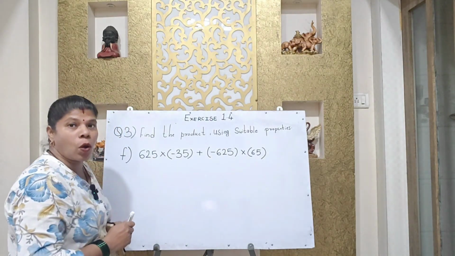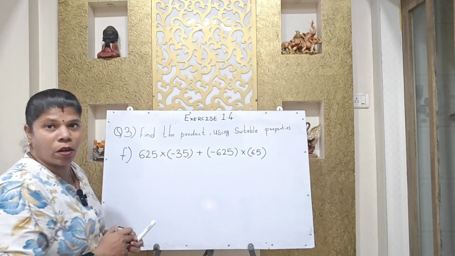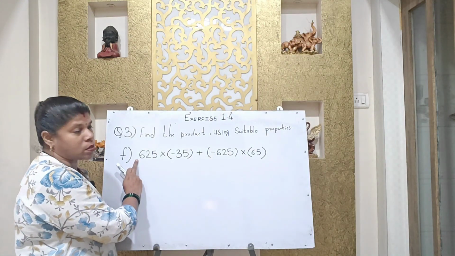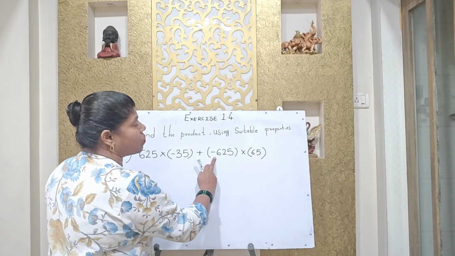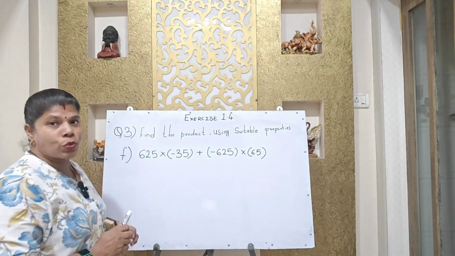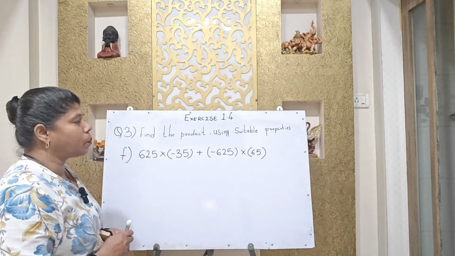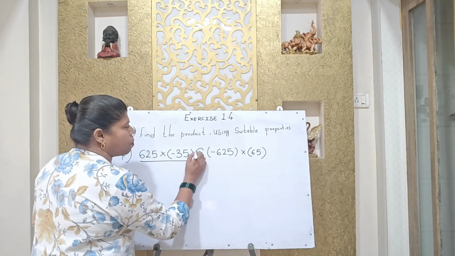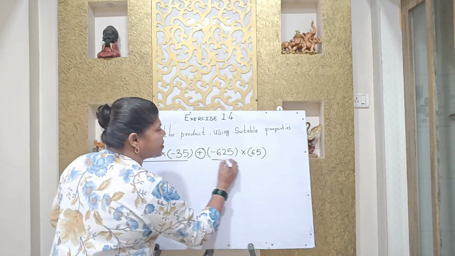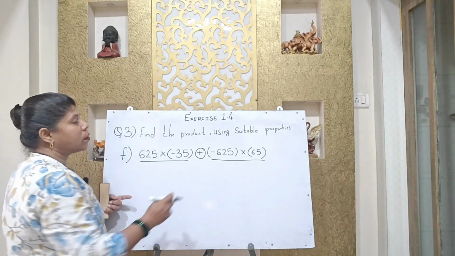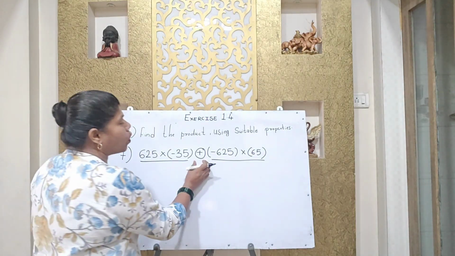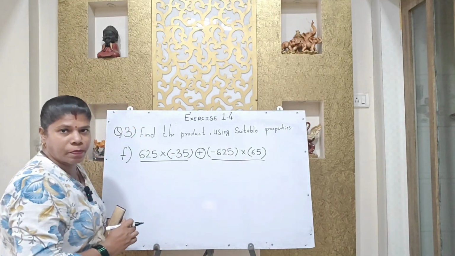But they are not equal. They look similar, but they are not equal because the first 625 is positive and the other 625 is negative. So what can we do? We notice that this is one expression, and this is another expression. These two different expressions are joined together with the plus sign.